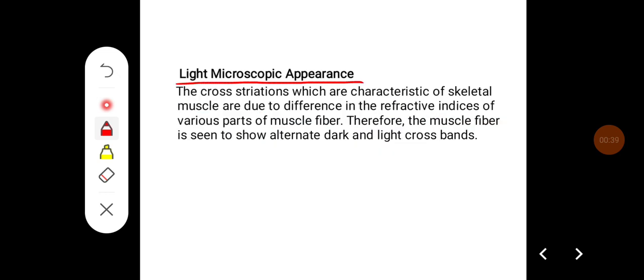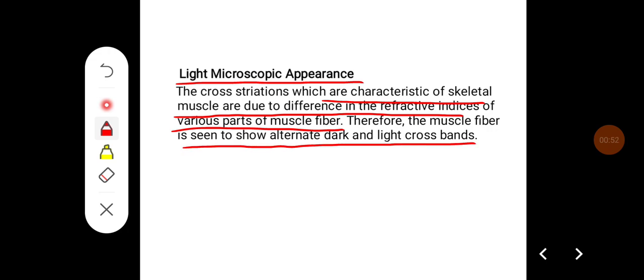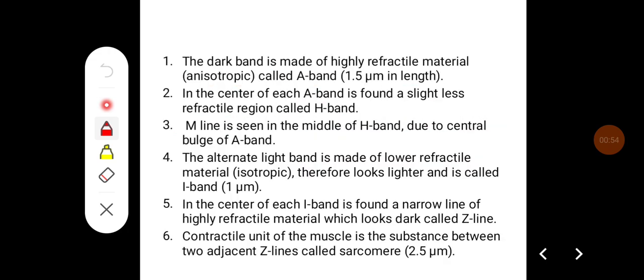Light microscopic appearance. The cross striations which are characteristic of skeletal muscles are due to the difference in the refractive indices of various parts of the muscle fiber. Therefore, the muscle fiber is seen to show alternate dark and light cross bands. The dark band is made up of highly refractile material, called the A band, that is the anisotropic band, which has a length of 1.5 microns.